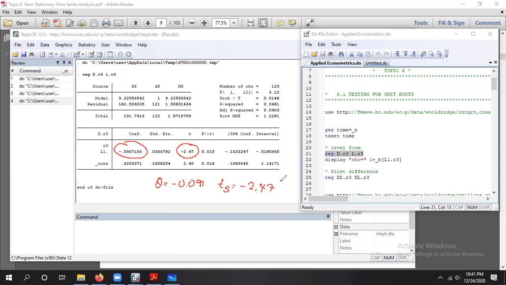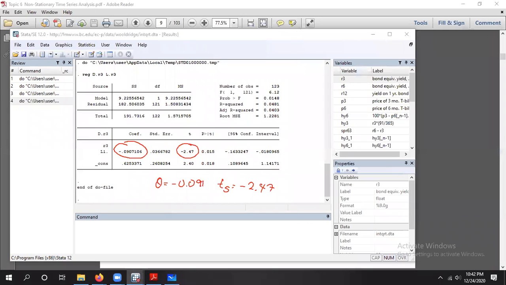Okay, so now we want to make a decision whether H0 is rejected or not. Looking again, H0 is theta equal to 0 and HA is theta less than 0. Now we want to decide whether the negative 2.47 falls in the rejection region, let's say if we assume this is our distribution.